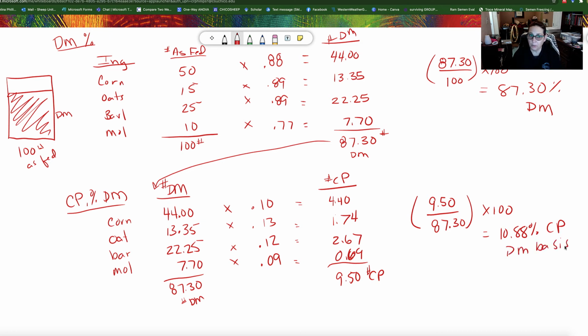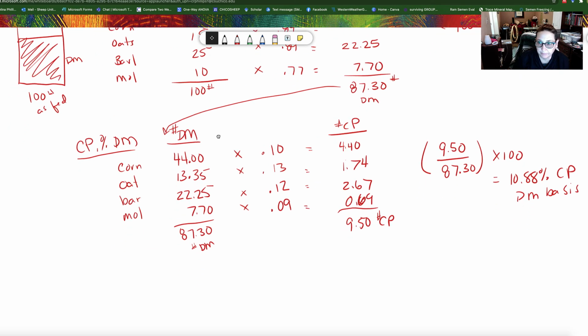So that's all we're doing over and over again for each nutrient parameter. And now we're going to be starting each time with that pounds of dry matter because we want our nutrient expression to be on a dry matter basis. So the next step would be to do the TDN calculation.